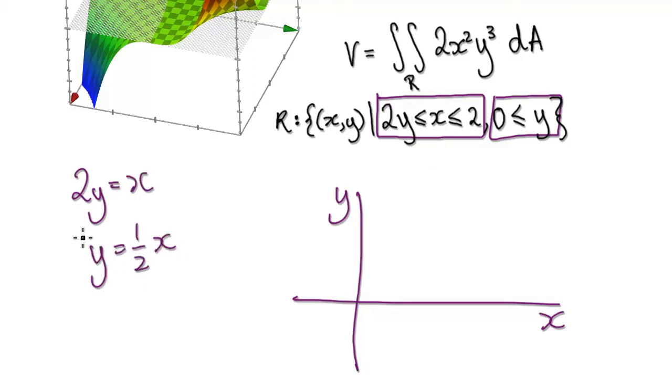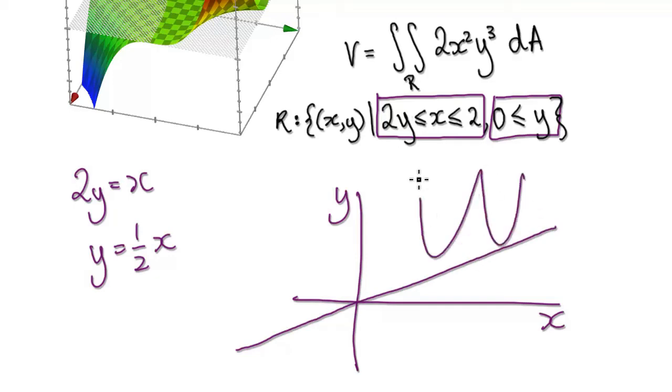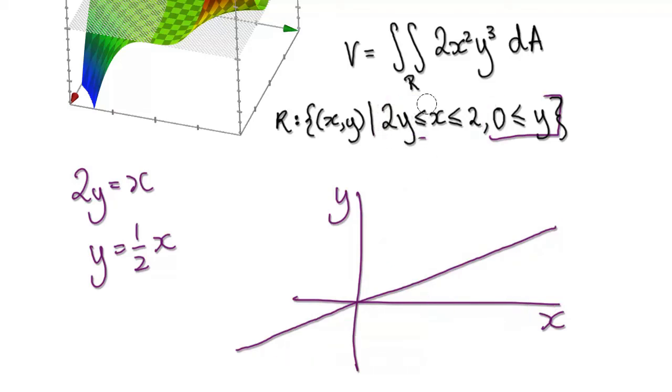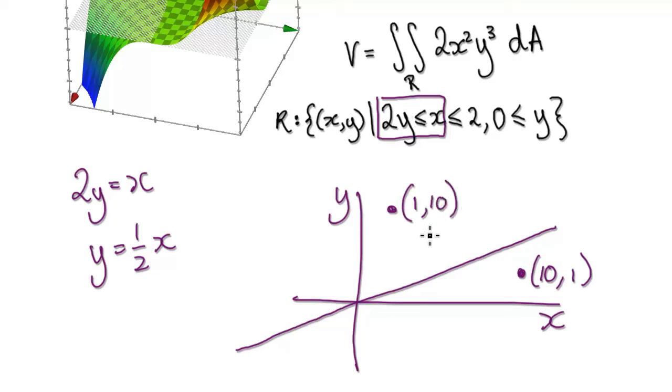So you are talking about a straight line of gradient a half, which will look something like this. So it could be this region here, or it could be this region here. So looking at this bit here, let's select a random point. Let's select this point here, 10, 1, and let's select another random point, 1 across, 10 up. So this is your x, this is your y.